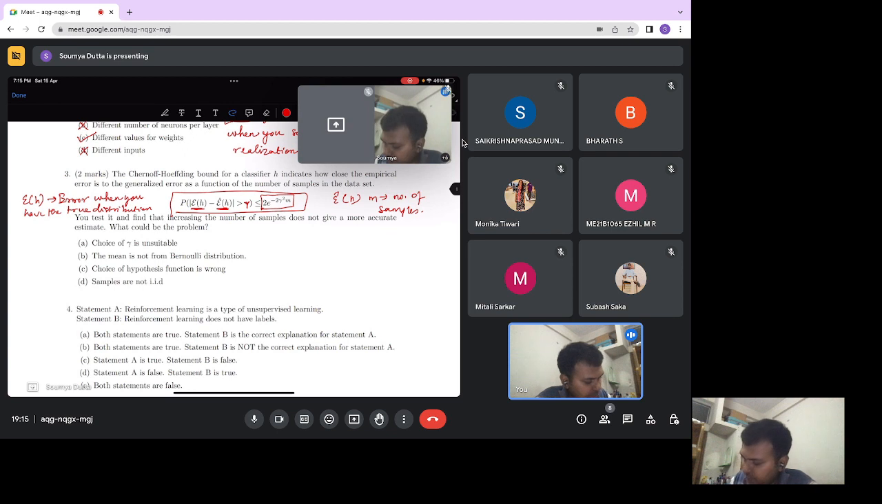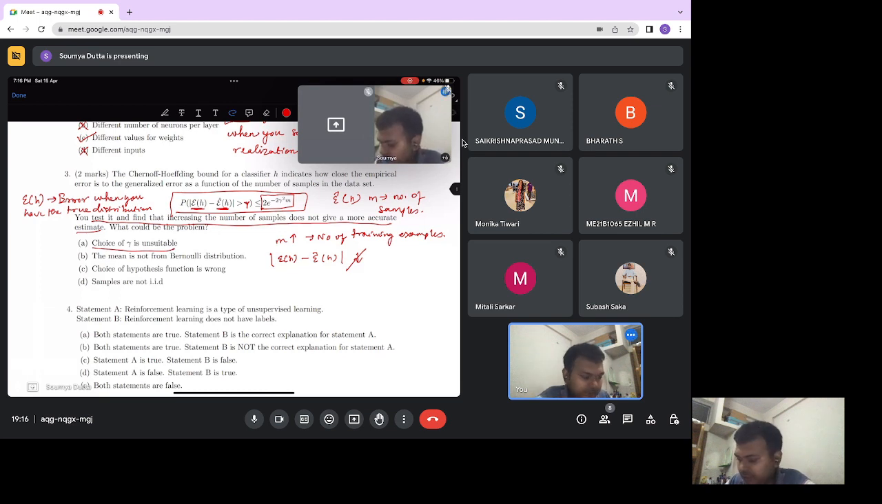Okay, so basically you test it. Now the question says you test it and find that increasing the number of samples does not give a more accurate estimate. In other words, you are increasing the number of training examples, however the difference between ε(h) and ε̂(h) is not coming down. So what does that mean? Choice of gamma is unsuitable. That is the first option.